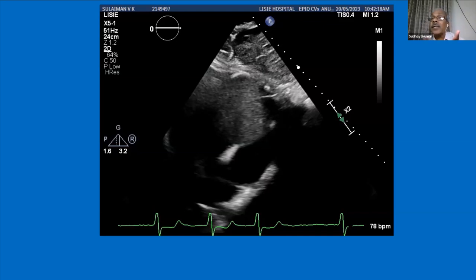What is the data? What is the benefit of closure of the ASD? Will it prevent arrhythmias? He is already in atrial fibrillation. He is in severe congestive heart failure, at 70 years. We are not interested in closure of the ASD. So why do you want to?